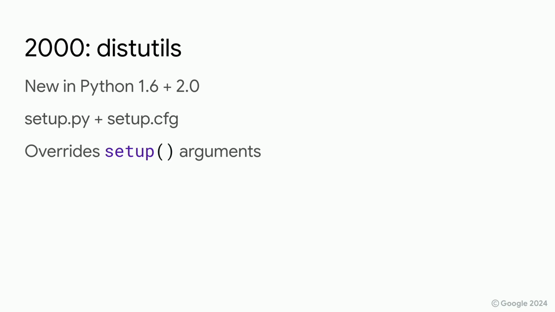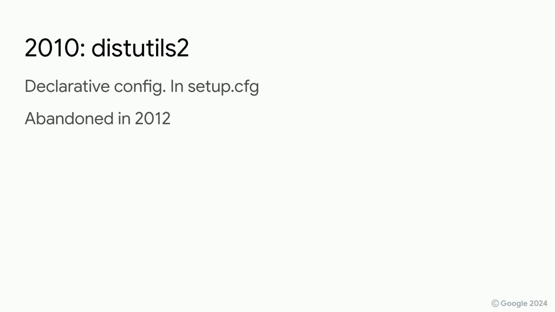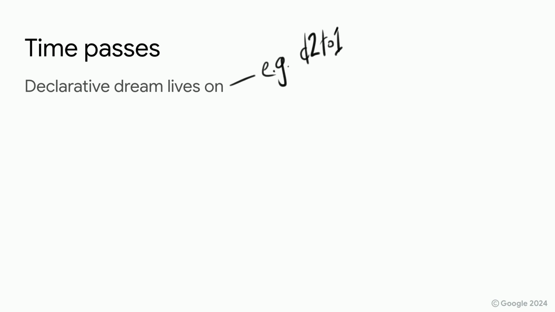Let's fast forward 10 years later, and an effort was started to create distutils2. And its big idea was something called declarative config, where you specify what you want installed or what you want to do rather than how. And they stuck it in setup.cfg, not in Python code. But unfortunately, distutils2 was abandoned just a couple of years later.